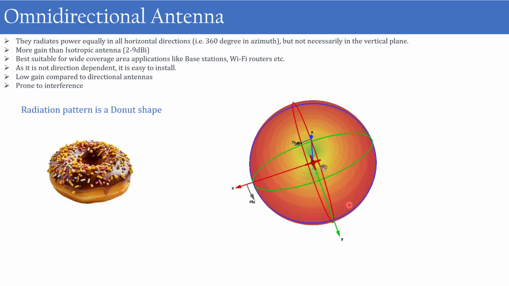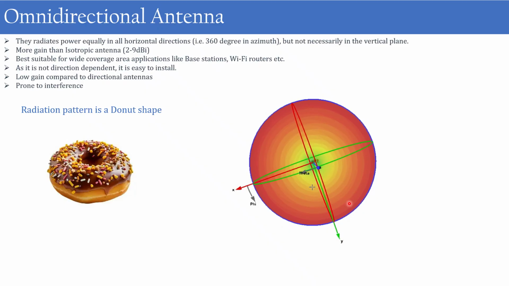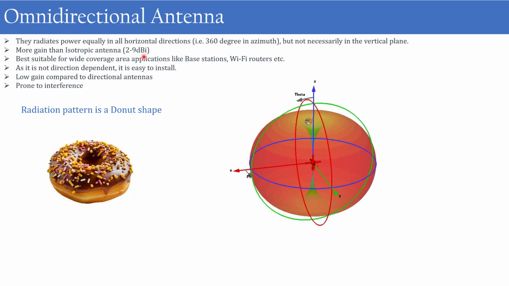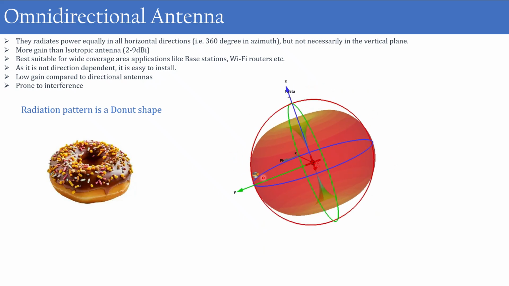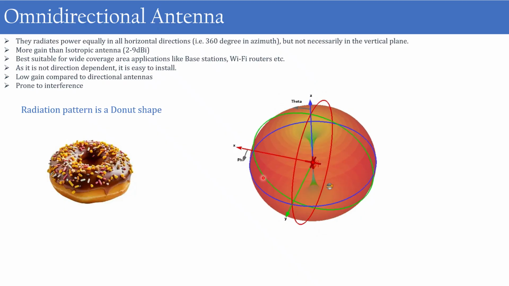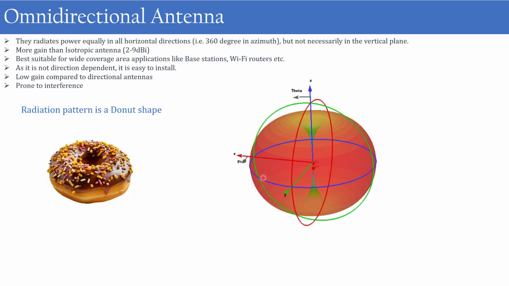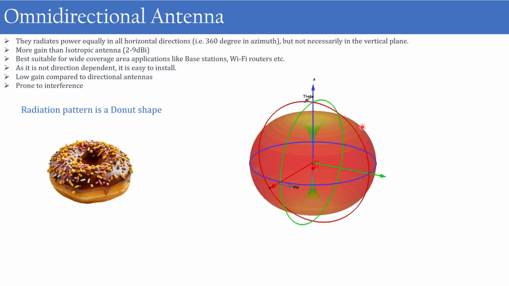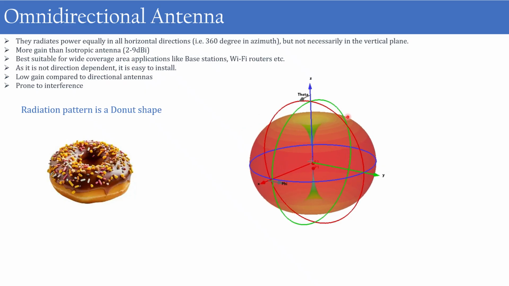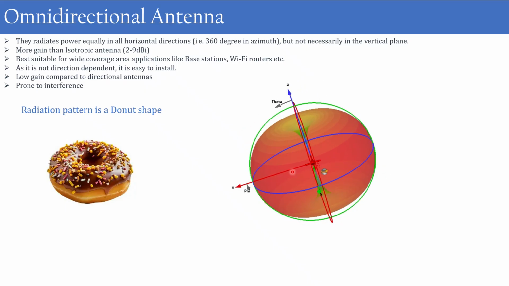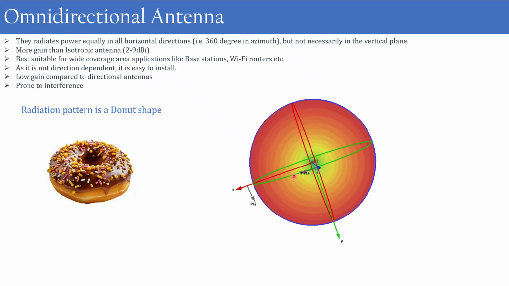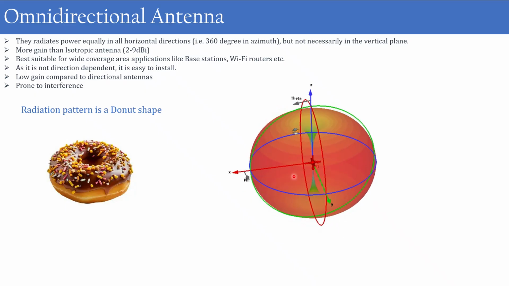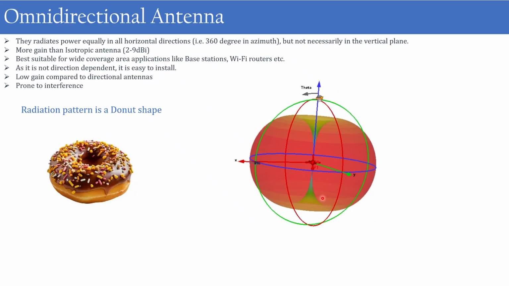So the gain of the omnidirectional antenna is more than the isotropic antenna. It will be around 2 to 9 dB. As it has a horizontal coverage, it is mainly used for wide area coverage applications like base stations and Wi-Fi routers. And as it is covering entirely in all the horizontal directions, it is very easy to install. We don't have to specify whether the tilt will cause any issues or something like that. So it is very easy to install these types of antennas.